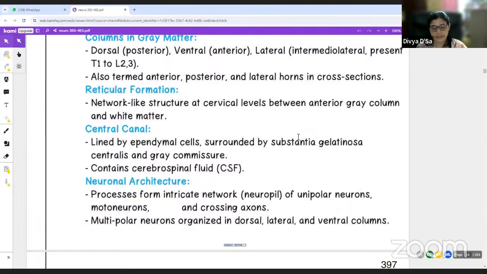Then the central canal. The central canal is lined by the ependymal cells, which are surrounded by the substantia gelatinosa. This central canal is very important because in the central canal there will be the CSF.